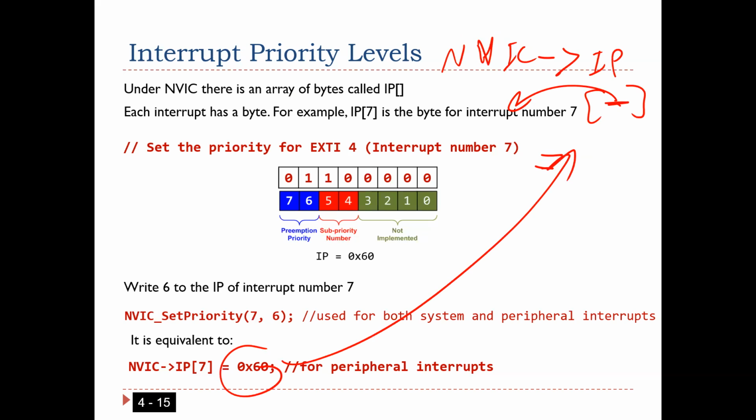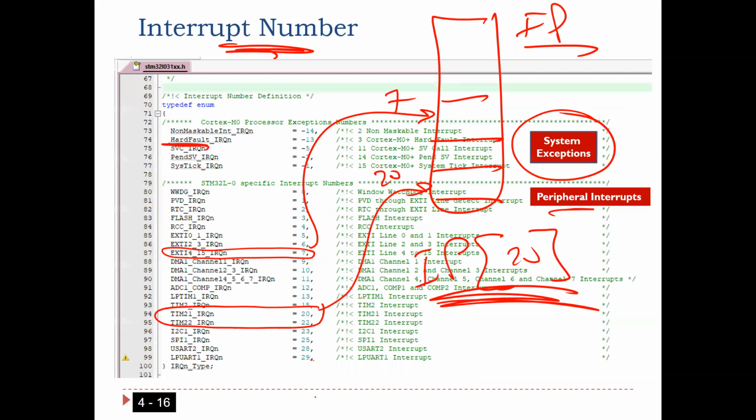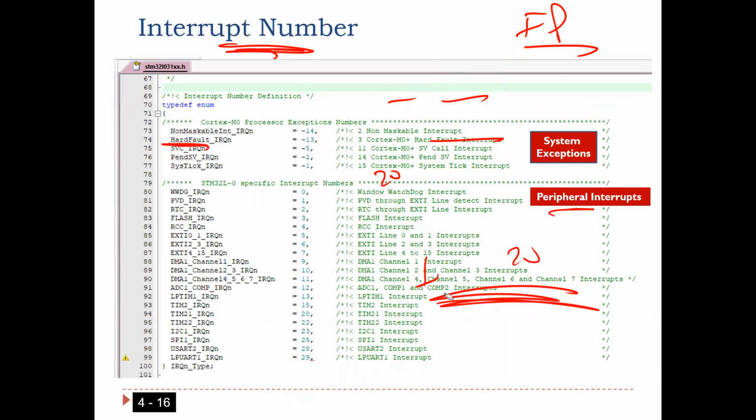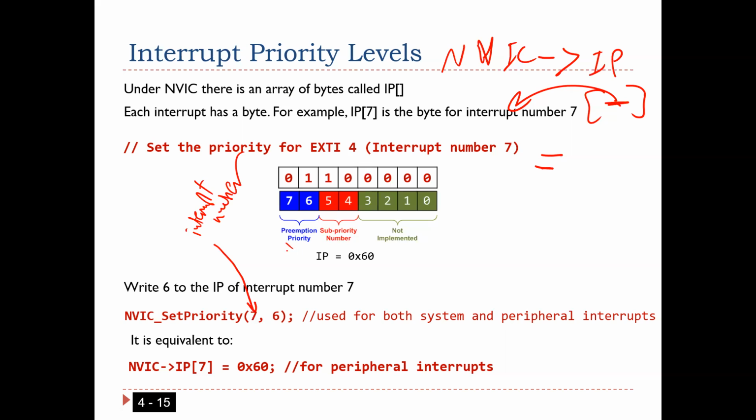There is another way: you can just call this function. In this function, you have to send two things. Here, I have to send the interrupt number. You have to tell me which interrupt you want to set the priority for, using its number, and these are the numbers of all the interrupts you have. If you want to set the interrupt priority of this one, I have to use 7. If I want to do this one, I have to use 15, and so on. Is that okay? Then here, this is the value you want to write. So I want to write number 6 in this priority.